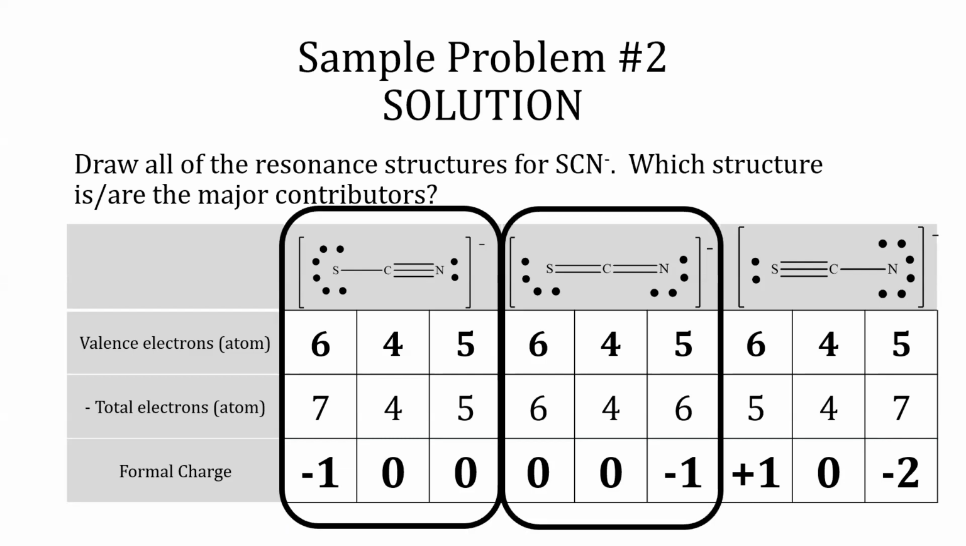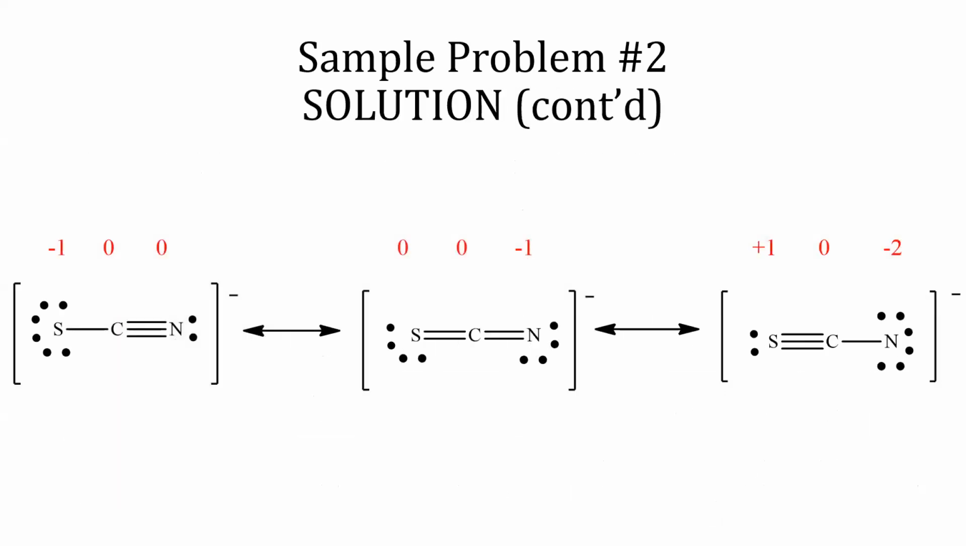It would appear that both the left and middle structures seem to be the major contributors to the Lewis dot structure of SCN-. The difference is where the negative charge is. The left structure has a negative charge on the S atom, where the middle structure has a negative charge on the N atom. It turns out that the middle structure is the major contributor because N is more electronegative than S. Thus, N would prefer the negative charge over S. Here in this figure are the 3 resonance structures of SCN- with formal charges labeled.